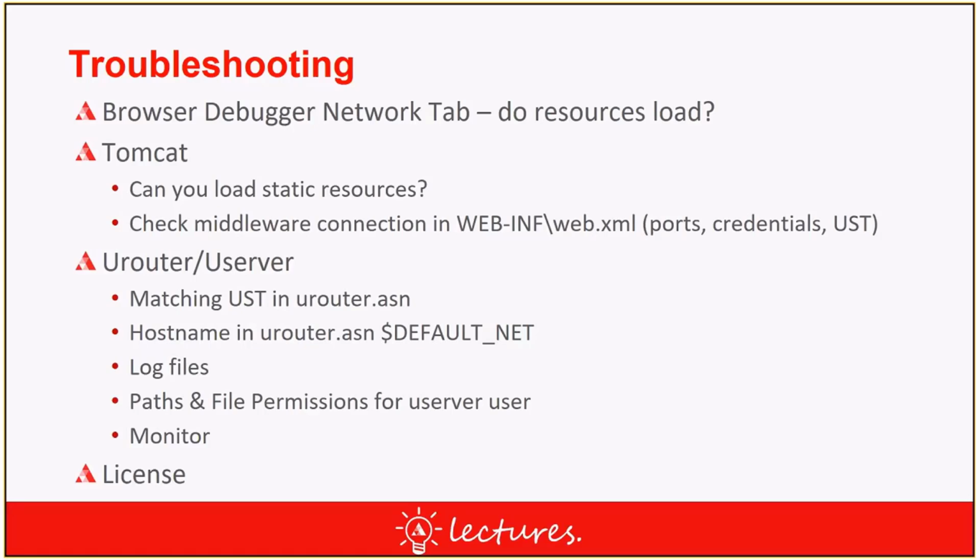If it's still failing, I would just look at the ports, the credentials, the named configuration, and see if there's a problem. If you copy it from a development environment, it may be that the paths are slightly different, or my ports are different, or my login is different. So you just compare them and make sure they're right. Following that, I'll just look at my Uniface configuration, check that the named configuration, the UST, matches what I specified, check that I've got a host name if I'm in a VM or something, look at log files, look at my Urouter assignment file, my userver file.